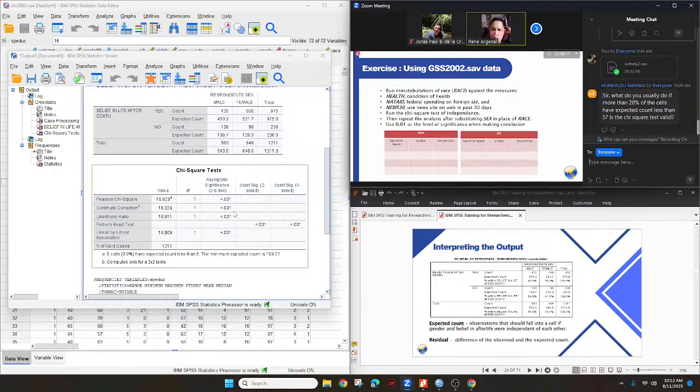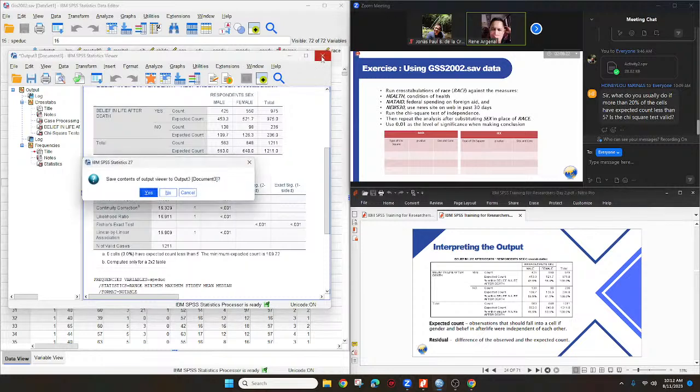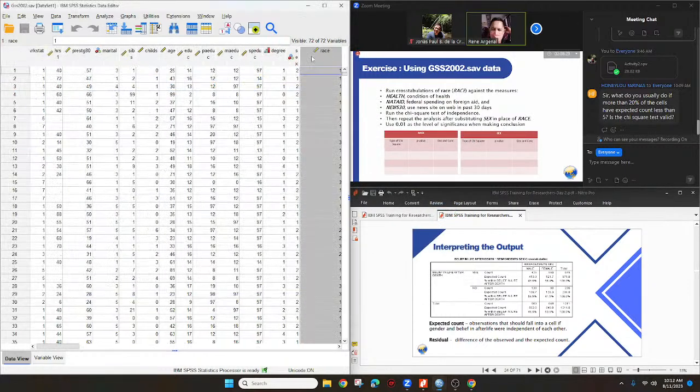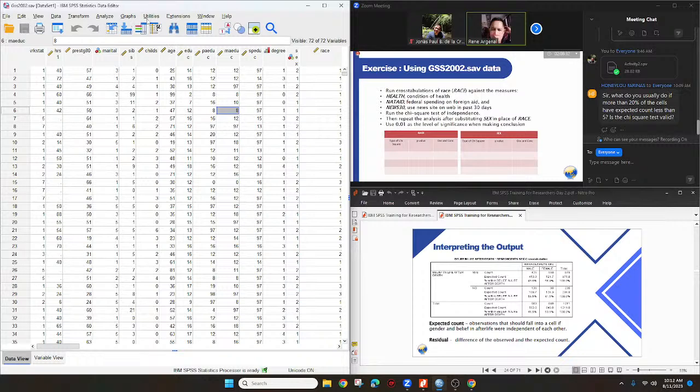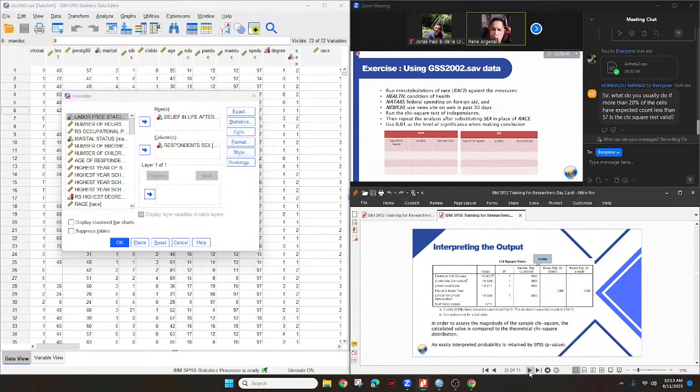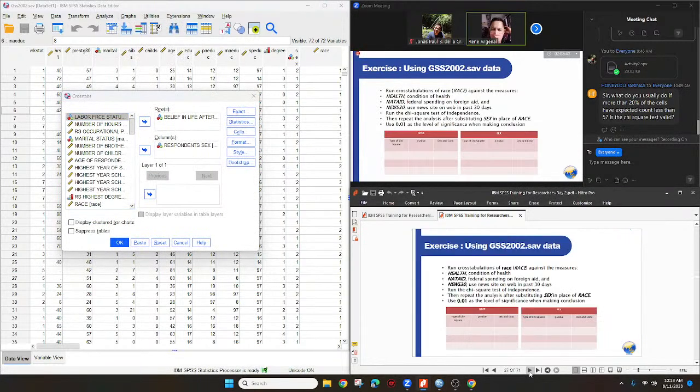Okay, you have an exercise here on chi-square. Run cross tabs for race against health, not aid, news 30. Run the chi-square test of independence, and then repeat the analysis after substituting sex in place of race. Actually, you can do it simultaneously.